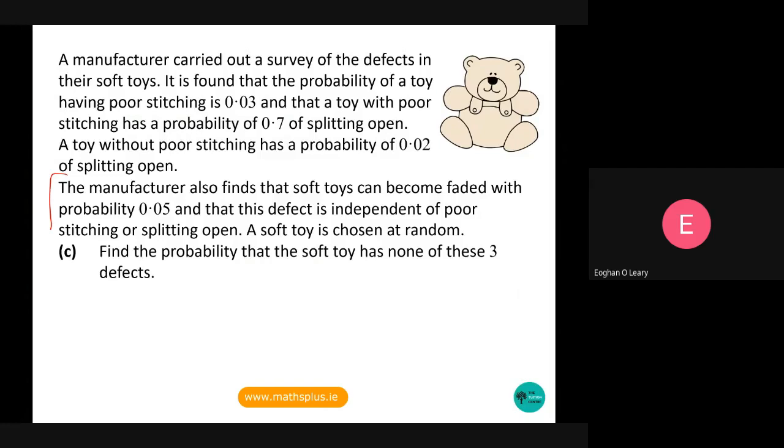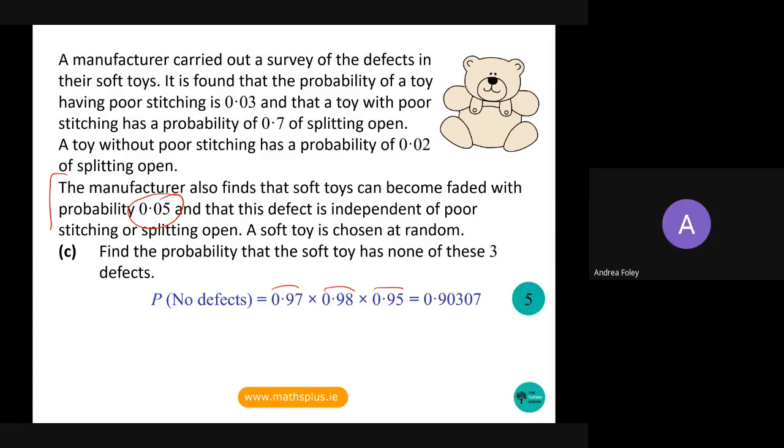A soft toy is chosen at random. Find the probability the soft toy has none of the 3 defects. So therefore, for it to have none of the 3 defects would mean that it has what we say good stitching, it does not split open, and it does not fade. So if the probability of fading is 0.05, the probability of not fading is 0.95. We already came across these two other values already. So when we multiply those 3 together, we get our answer of 0.90307, and that's 5 marks.